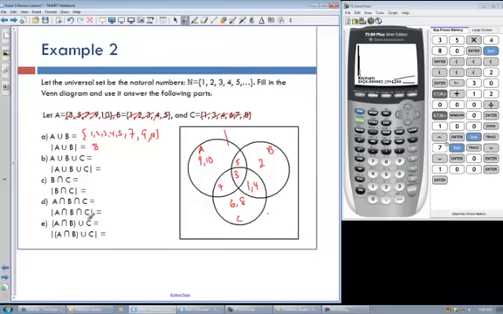Let's do the hard one. The hard one's down here at E, and let's change up our color. So let's use green. First I'd look for, let's do part E, A intersect B. So A intersect B is right here.